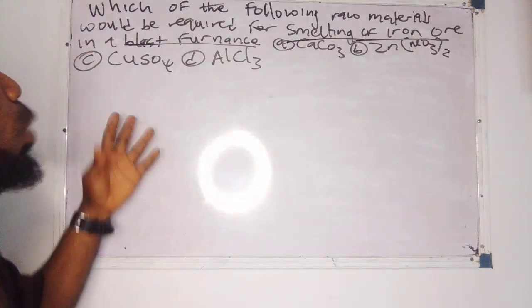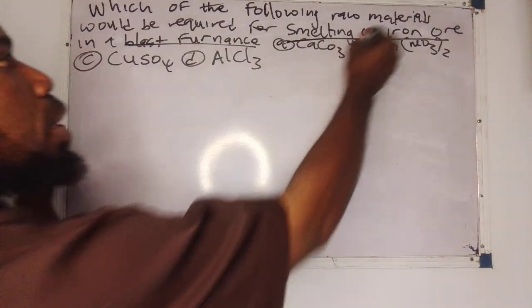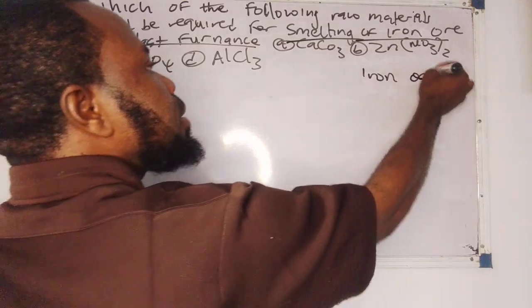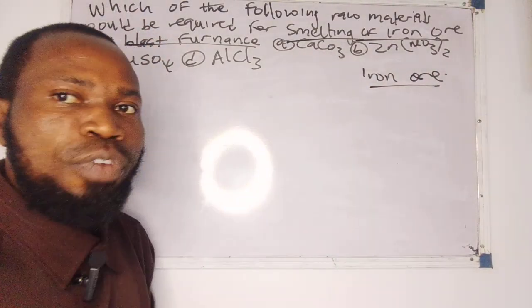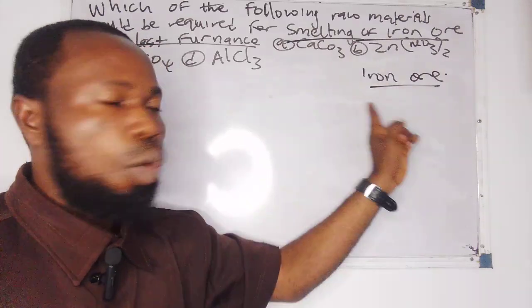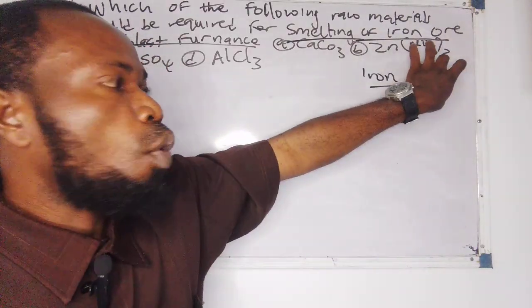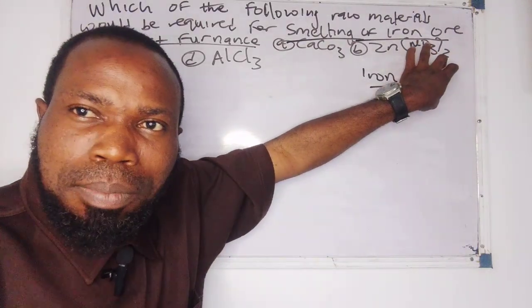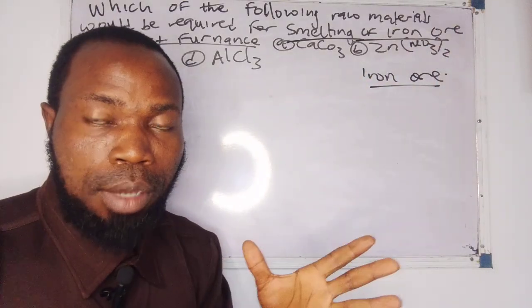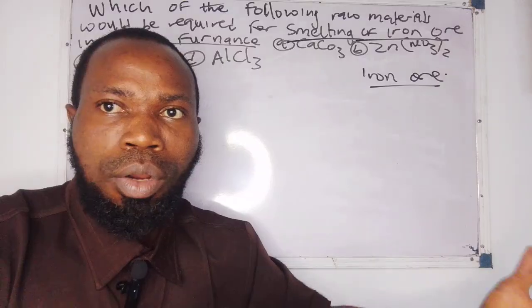Now look at it quickly. They said iron ore. I want to bring this out first. At this stage of your study, you must know first of all what ores are, and you must know what iron ores are. Ores are combined states in which metals are found, though other elements can also be found in ores too.